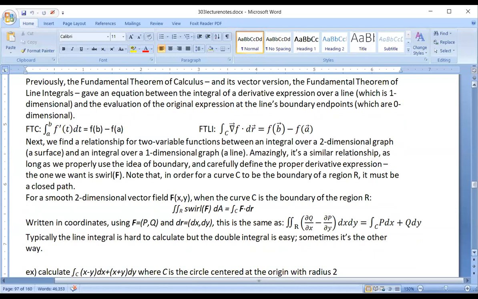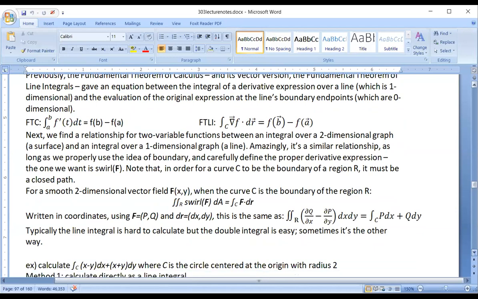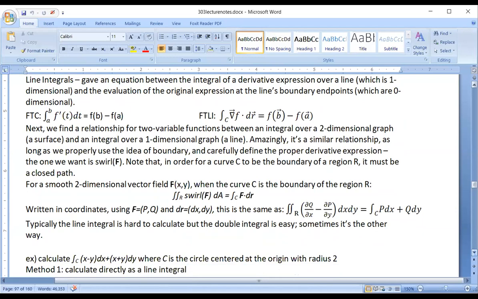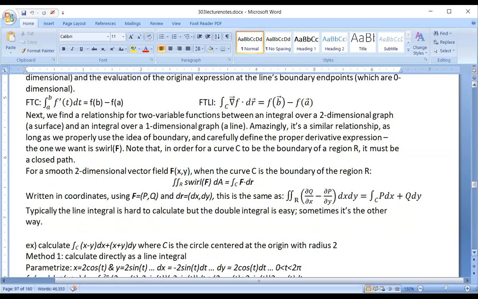So how do we do this? Well, first let's go through the old painful way. Let's calculate it directly as a line integral. First you have to make your parameterizations. The radius is 2, centered at the origin, therefore x equals 2 cos t and y equals 2 sin t. We can calculate dx equals negative 2 sin t dt, and dy equals 2 cos t dt, and t goes from 0 to 2 pi.